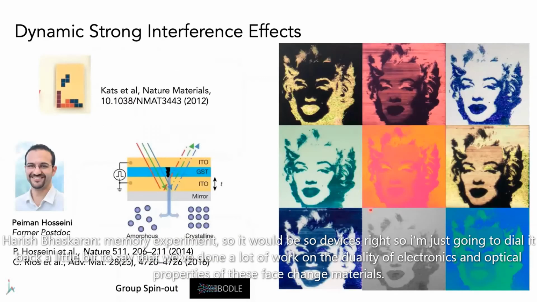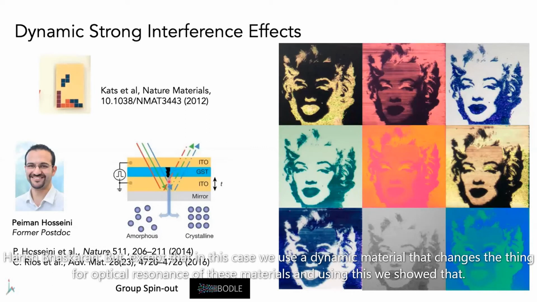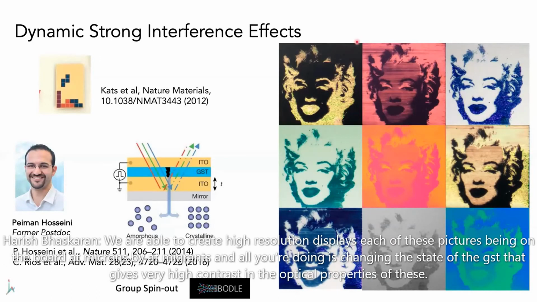So I'm just going to dial back a little bit to say that we've done a lot of work on the duality of electronics and optical properties of these phase change materials. In fact, one of our first pieces of work was using thin film interference and dynamically changing it, essentially mimicking some of the work by Mikhail Katz and Federico Capasso, except that in this case, we use a dynamic material that changes the thin film optical resonance. Using this, we showed that we're able to create high resolution displays, each of these pictures being only about 80 microns by 80 microns.